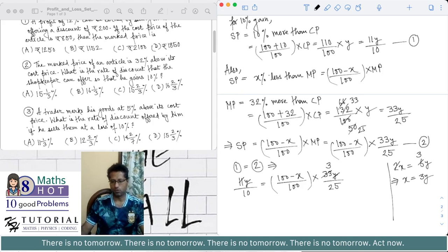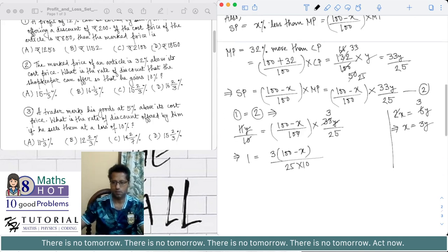Also, I will have to multiply both sides by 10. So this gets cancelled, and 10 cancels over here. So this implies that 1 is equal to 3 multiplied by (100 minus x) divided by 25 multiplied by 10. So this implies, doing cross multiplication, we have 250 is equal to 3 multiplied by (100 minus x).